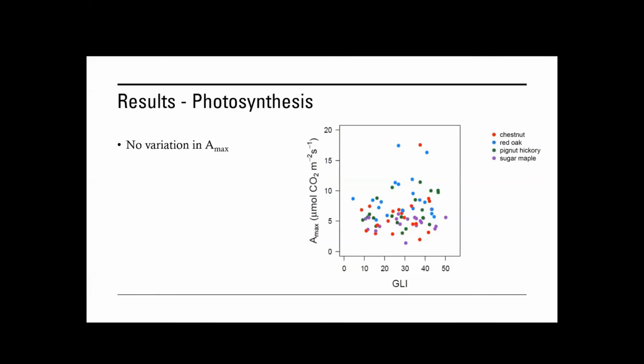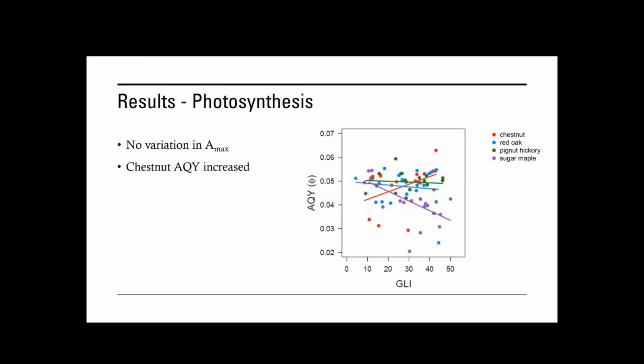Next, we have our photosynthetic traits with max photosynthetic rate on the Y. Here, we compared 20 chestnut, 20 red oak, pignut hickory, and sugar maple across our GLI gradient. There was no statistical variation between species or across GLI for maximum photosynthetic rate, which was a bit unexpected. We did see some variation in apparent quantum yield, showing that chestnut leaves become more efficient with light, sugar maple leaves, a shade tolerant, becoming less efficient as light increases, and red oak and pignut hickory remaining about the same.